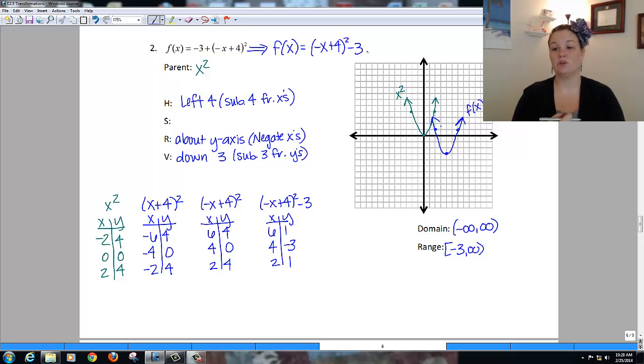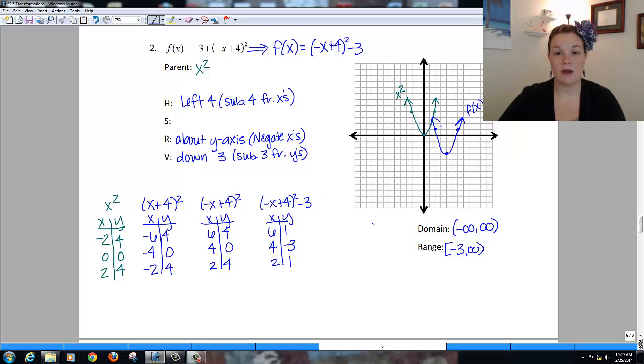So notice our blue function here is now our new f of x function. Its domain would be from negative infinity to infinity. And our range, the lowest y value is negative 3, and then it goes on up to positive infinity. Okay? All right, I'm going to go ahead and do a few examples of some that have stretching and compressing.